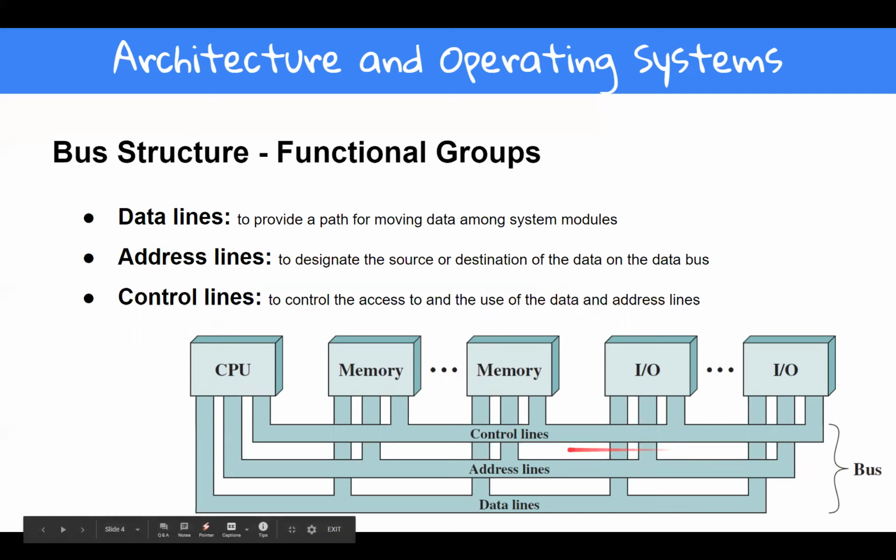One of them is called the control bus, which consists of control lines, where each line transfers one bit. Then there are the address bus and the data bus. And they actually connect all these three modules together.